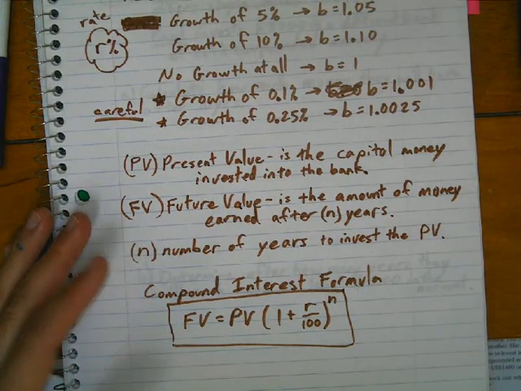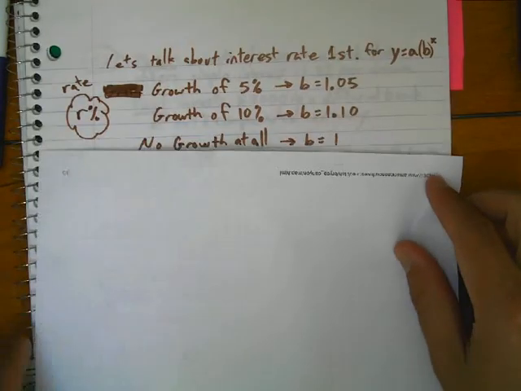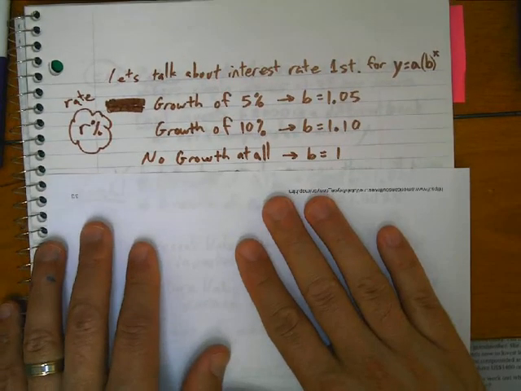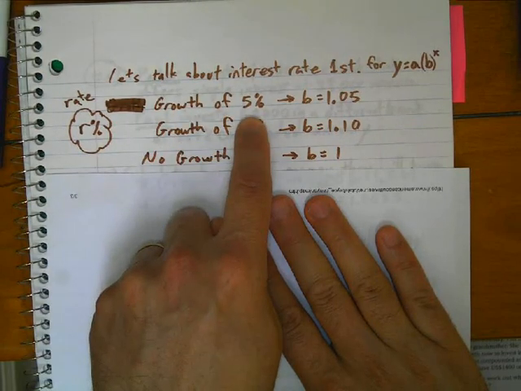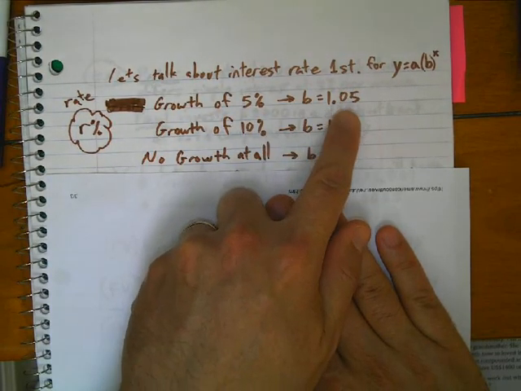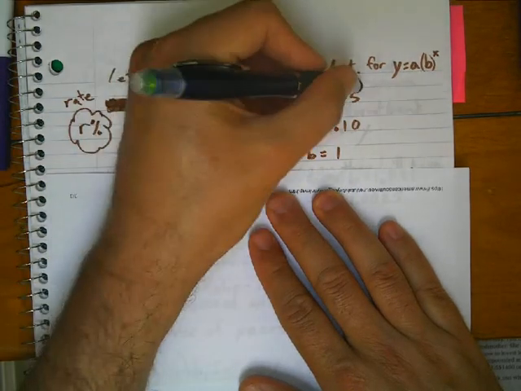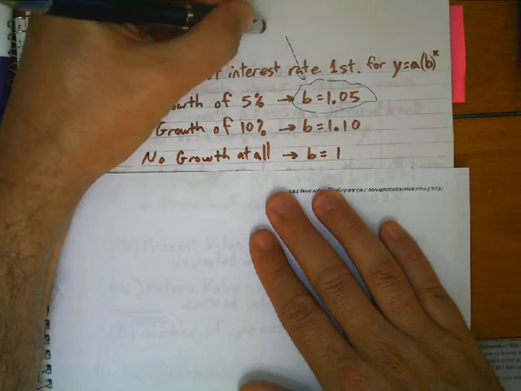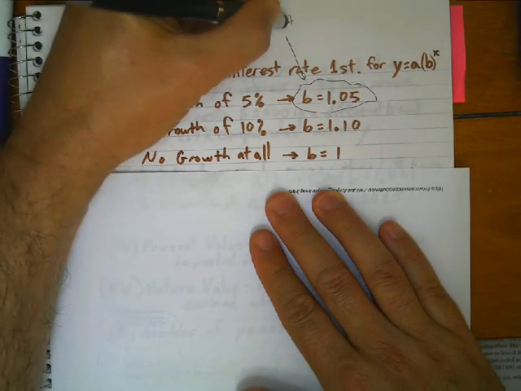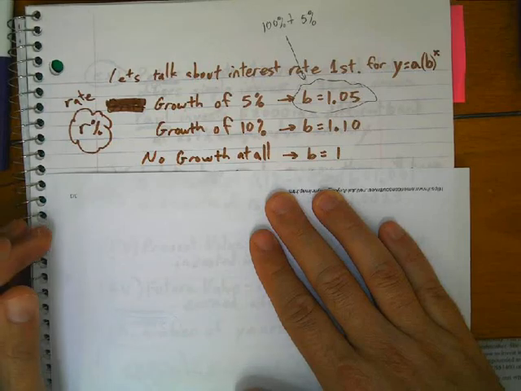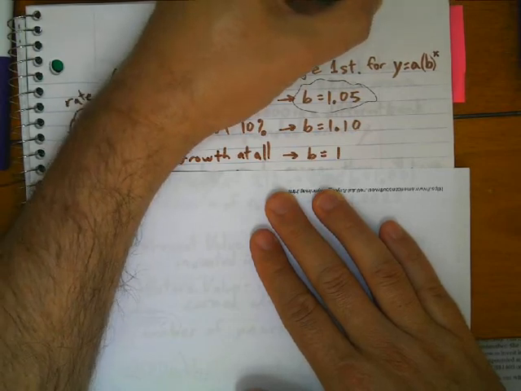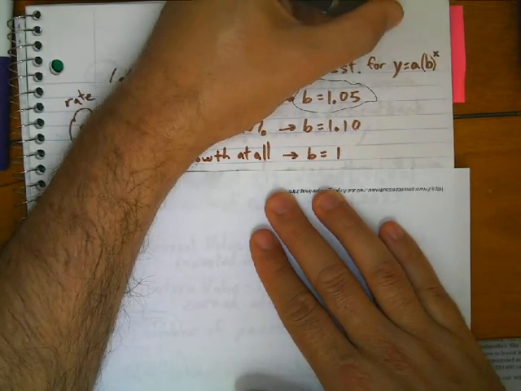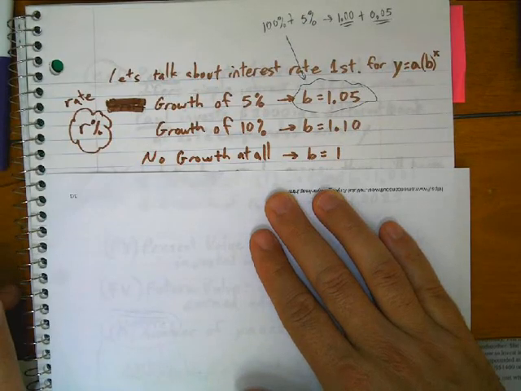Okay. Before we can even start, we need to talk about rates. So we've got this function here. Let's just say our growth rate is 5%. We need to use a b value of 1.05. Now, why is it 1.05? Basically, this is 100% plus 5%. If we convert that to a decimal, it's 1.00 plus 0.05, right? So that's how we get the 1.05.